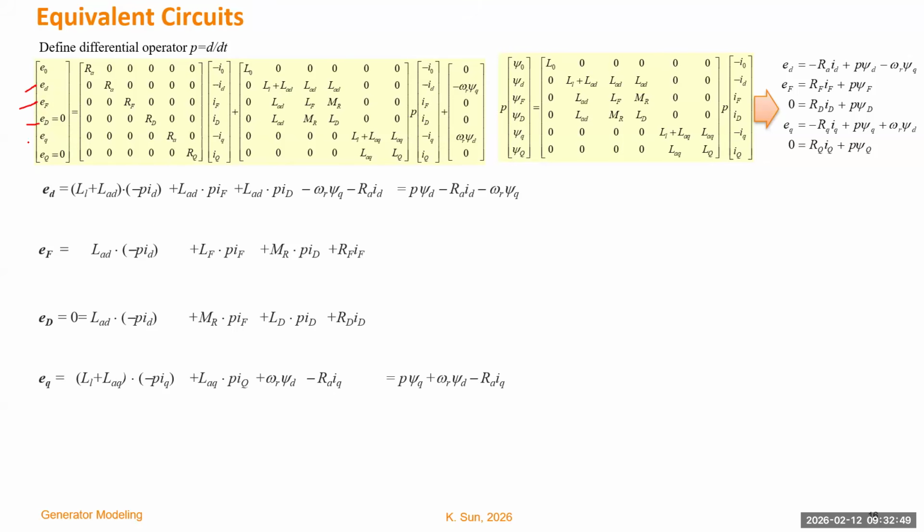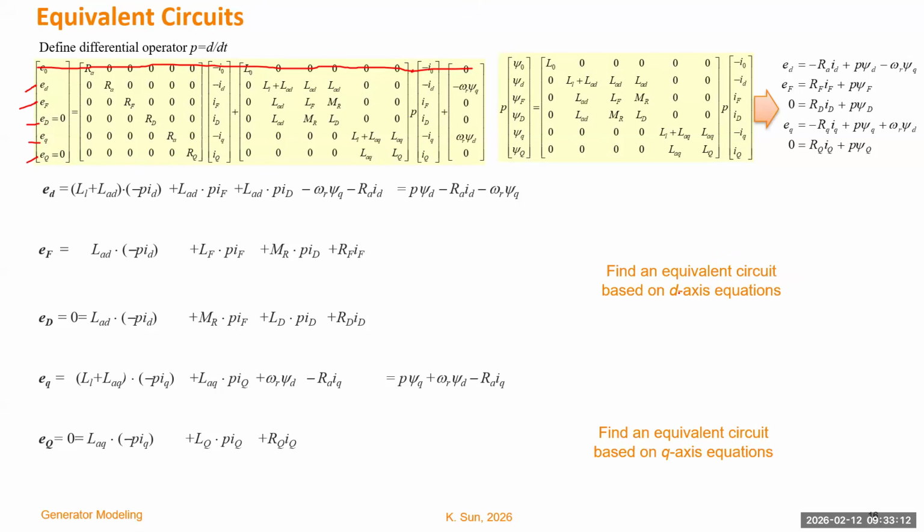So this is the equation in the D-axis, the equation for the field winding, and the equation for the damper winding D-axis, the equation in the stator winding Q-axis, and the equation in the damper winding Q-axis. So we ignore the first equation, which is about the zero sequence circuit, which can be neglected if the system condition is balanced. So we will find an equivalent circuit which can be characterized by those 5 equations. Basically, we want to find one circuit in the D-axis and one circuit in the Q-axis.